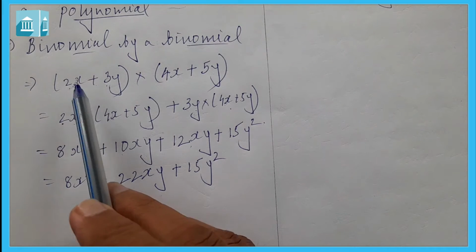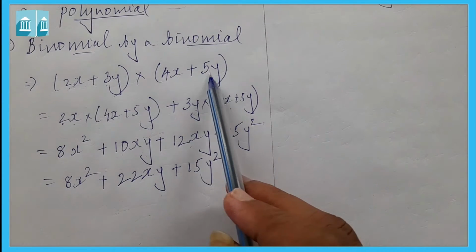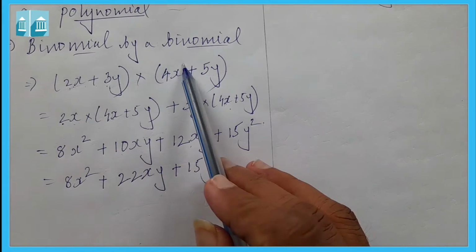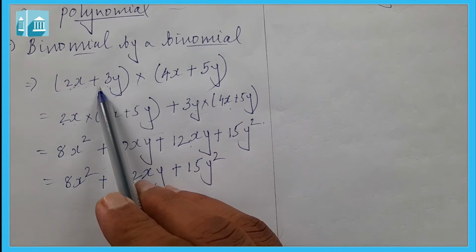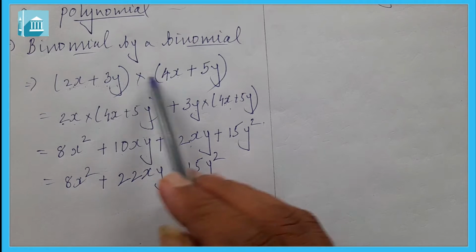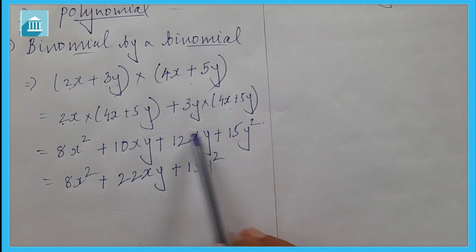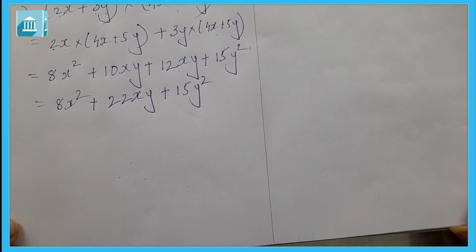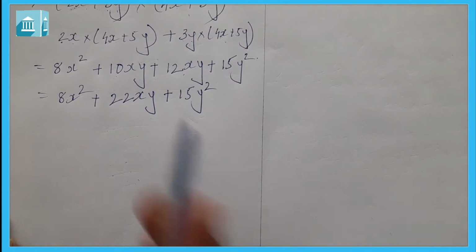In this way we can multiply binomial to a binomial. First we have to take one term and multiply it by the whole expression, then again we have to take the other term and multiply by the whole expression, and then do the simplification. Let us do one more example.